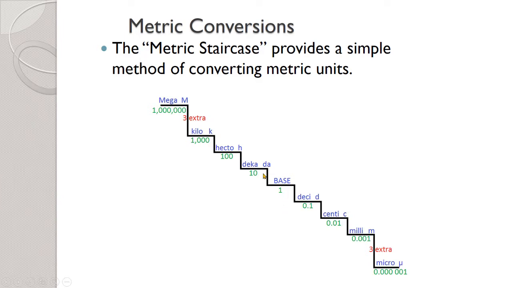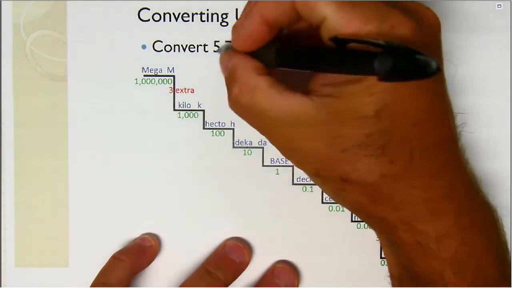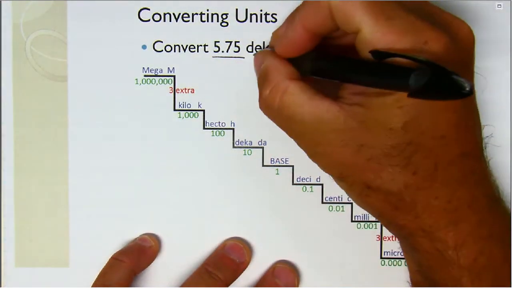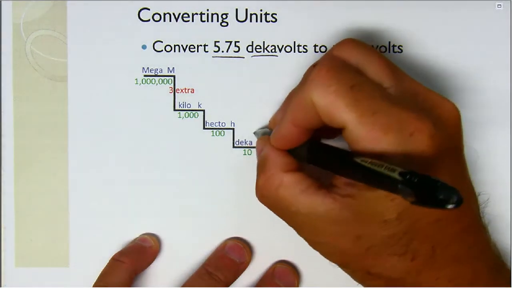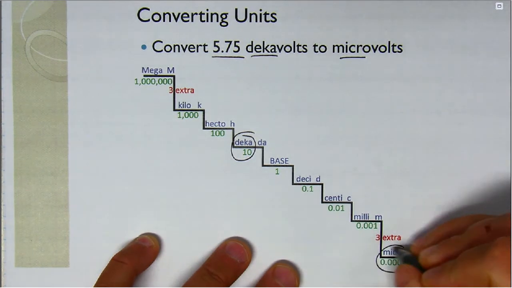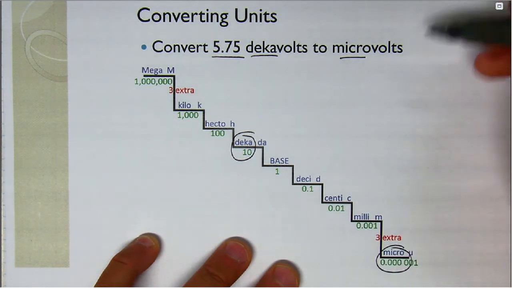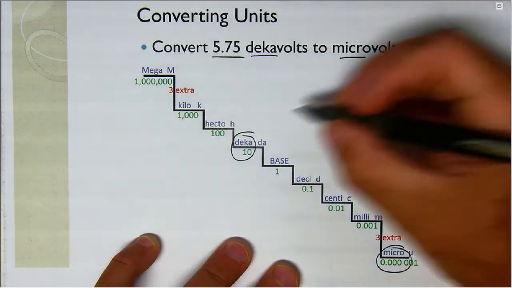Now the staircase is an easy way. It tells you exactly how to move the decimal when you're doing a unit conversion, so let's take a look at that. Okay, here's how the metric stairway works. Suppose we want to convert 5.75 decavolts to microvolts. Okay, so we'd be going from deca, which is right here, that's 10 multiples of 10 volts, and we want to go to micro. All we need to do is count how many places we're moving on our staircase, and that tells us how many decimal points to move.